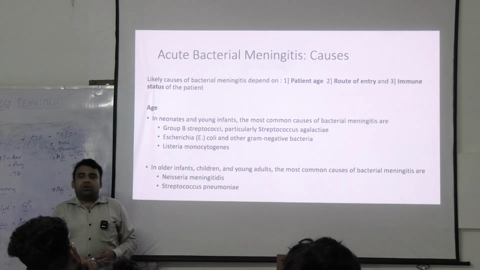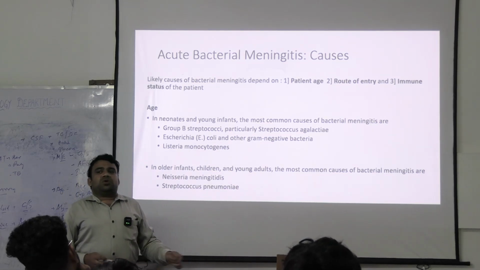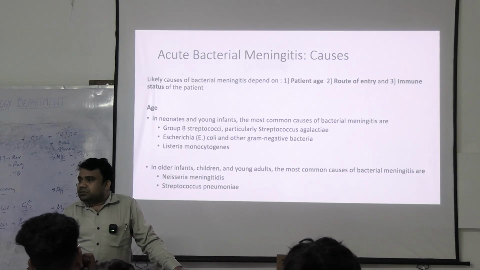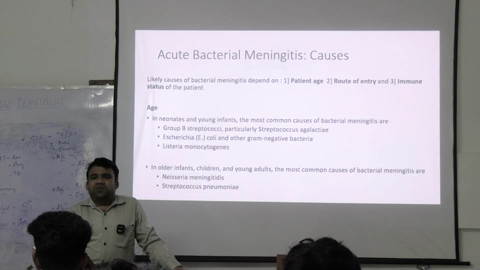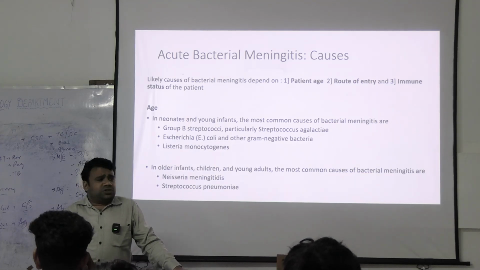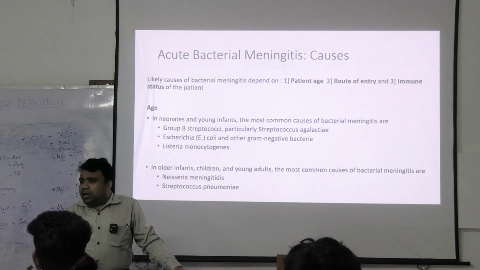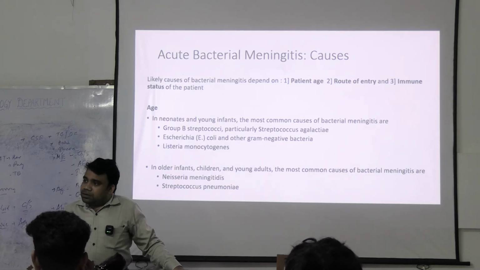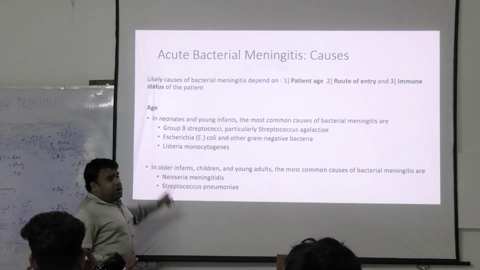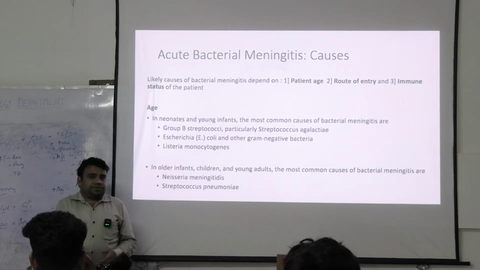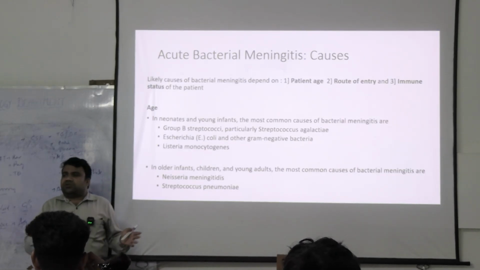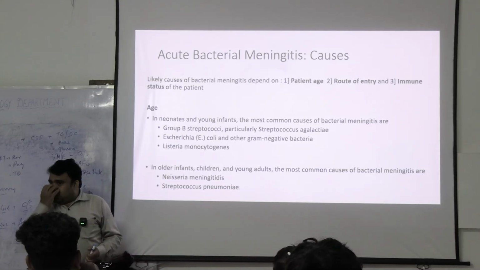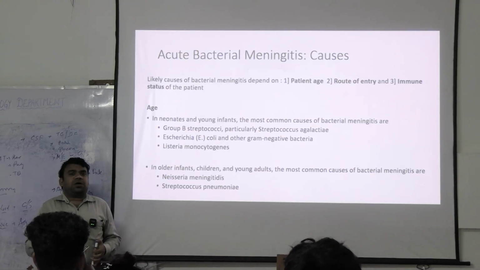Now, if I ask you what are the common organisms causing meningitis in infants, can you name them? Then it will be very easy. You can say, obviously, Streptococcus agalactiae, Listeria, and enteric bacilli like E. coli, Klebsiella, etc. Now, let us look at older infants and children. Where do these children go to? They go to play school and school. So they will acquire the infection from the community.